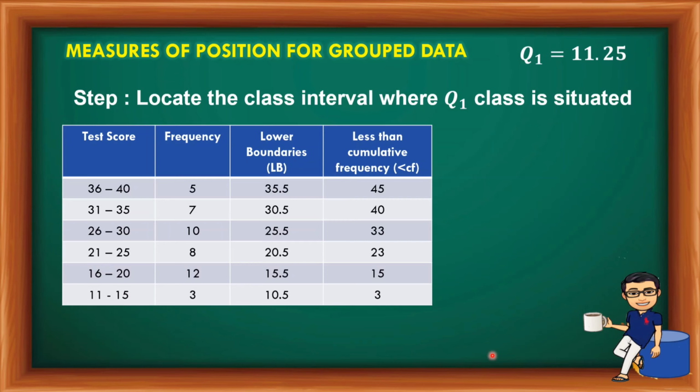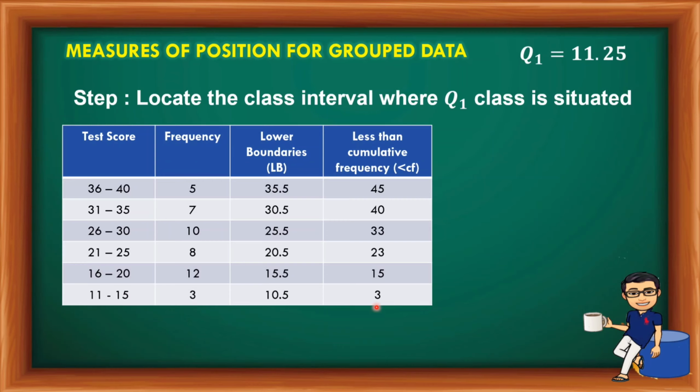Gamit yung table natin kanina, ito na yung table natin na may lower boundaries at may cumulative frequency. So, dito makukuha sa cumulative frequency kung saan located ang quartile 1 class. So, dahil ang frequency natin sa unang class ay 3, ito na yon. So, ibig sabihin, may tatlong nakakuha ng between 11 to 15 na score na test score ng grade 12 lang. Ibig sabihin, may tatlo. Kaya itong tatlong ito ay yung first, second, and third score na nakuha dito. So, narito yung first, second, and third score.